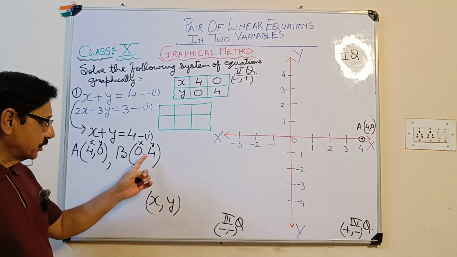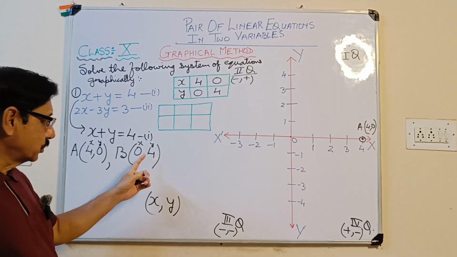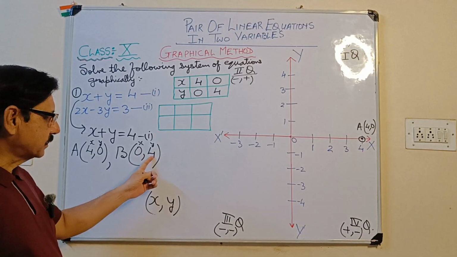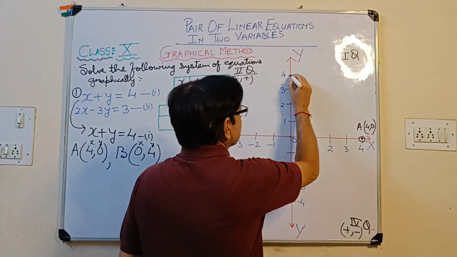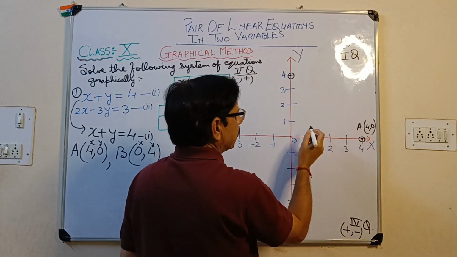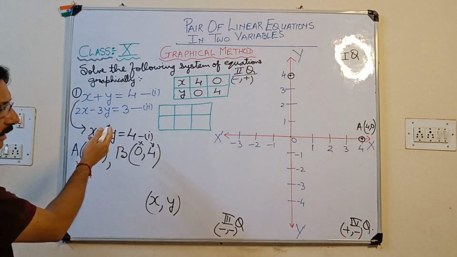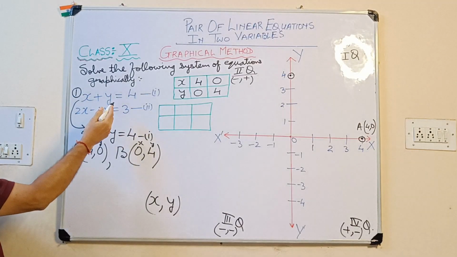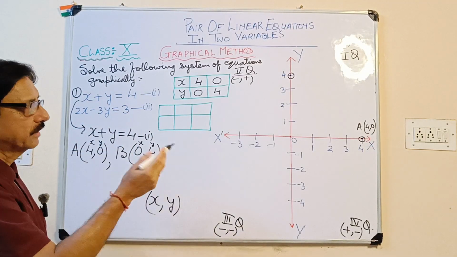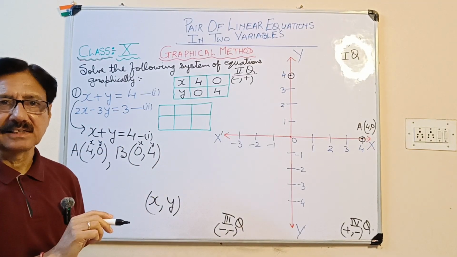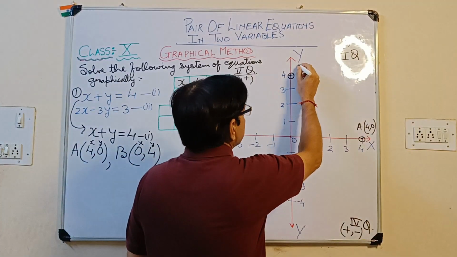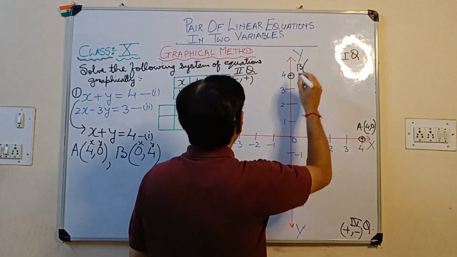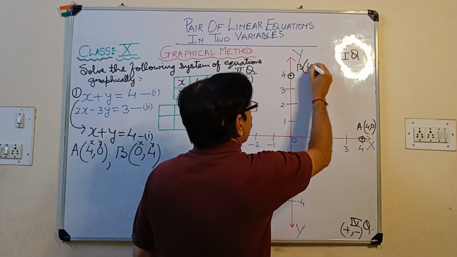Then second, 0 and 4. So 0 is x, y is 4. So the point you will get on the y-axis. This is the point. That's why I have intentionally taken this type of equation, so that you will get the point on the axis also, not only in a quadrant. So this is the point B you can mark here, and the coordinates are 0 and 4.